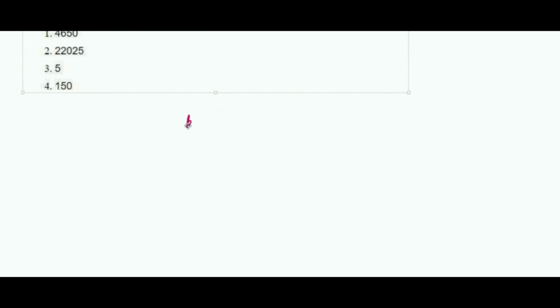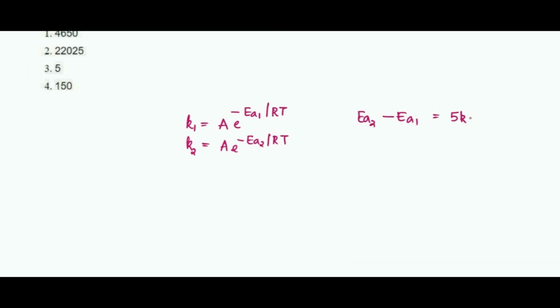You have K1 equal to A e to the power minus EA1 by RT. Temperature is the same, fixed at 298 Kelvin. And you have K2 with the same pre-exponential factor, but their activation energies are different. And what do they say? The activation energy of the first reaction is lower than the second by 5 kilocalories. Mind the units, it's kilocalories.